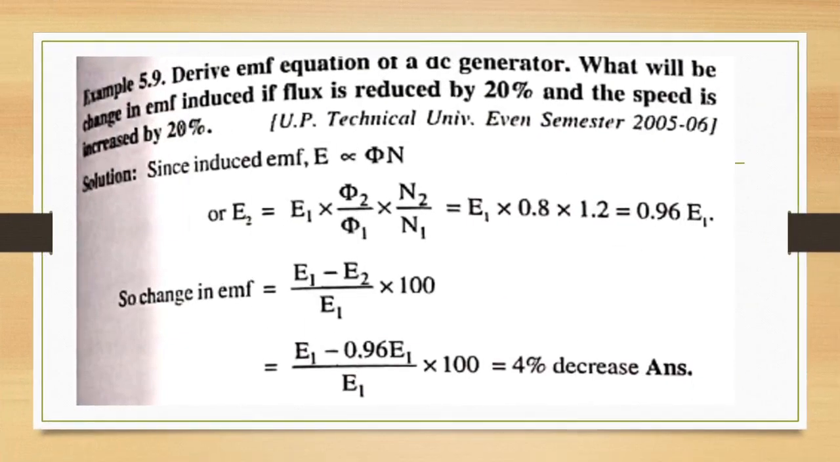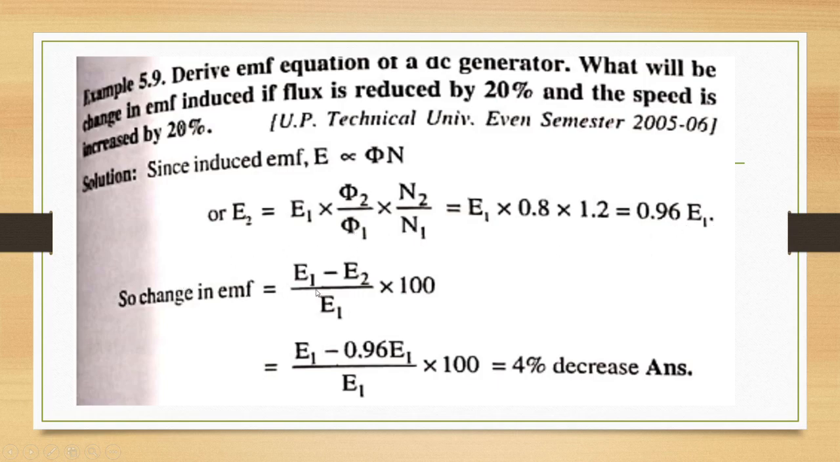Next, derive EMF equation of a DC generator. What will be the change in EMF induced if flux is reduced by 20% and the speed is increased by 20%? Since induced EMF is proportional to phi n, E2 by E1 is equal to phi 2 by phi 1 into N2 by N1. So substitute all the values. So we are going to get E2 as 0.96 E1.